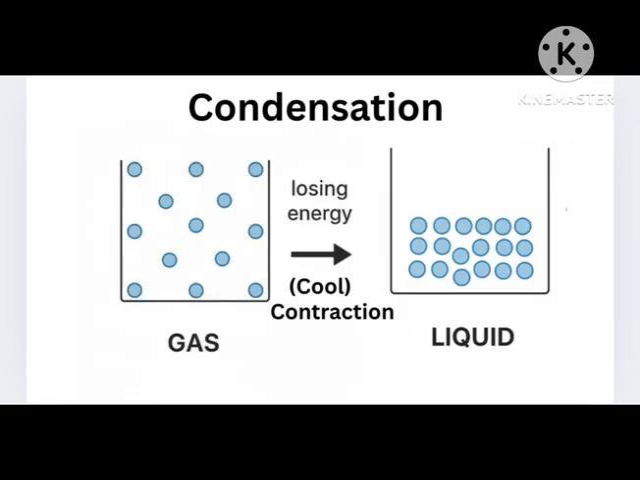The third process we have is condensation. It is the process by which a gas gets converted into a liquid on cooling. For example, the water vapors present in the atmosphere, when they come in contact with a cold surface, get converted to water.